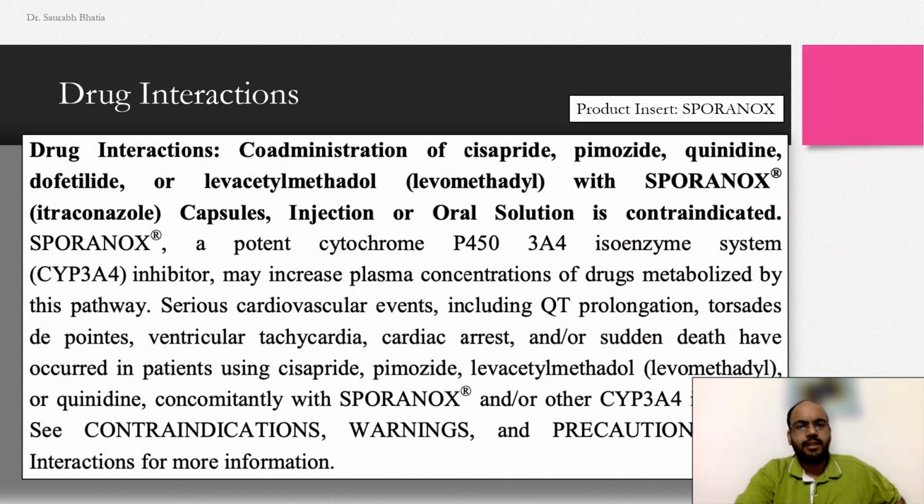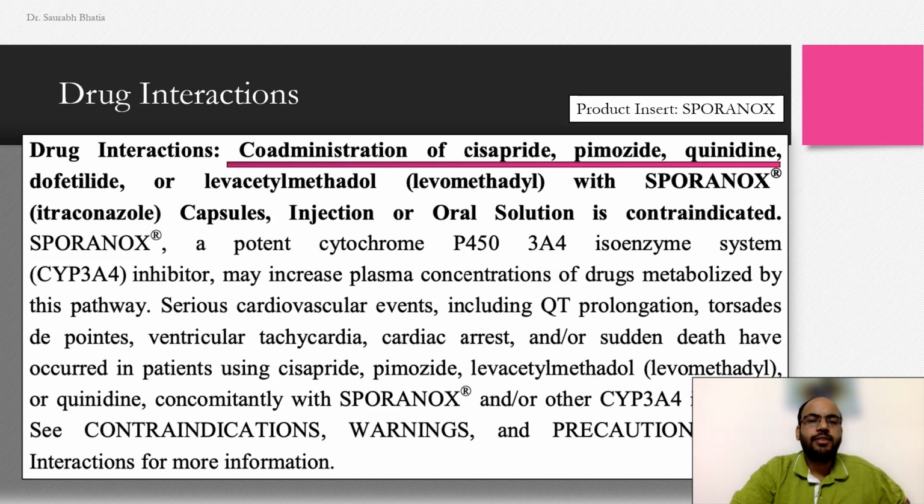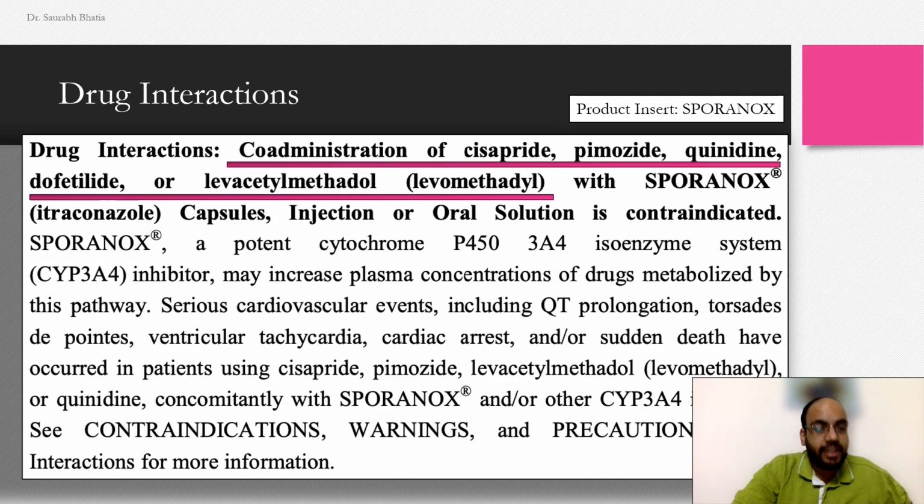And this I have taken from the product insert of SPORANOX, which categorically mentions that co-administration of cisapride, pimozide, quinidine, dofetilide, or levomethadyl with SPORANOX is contraindicated in any form of SPORANOX. SPORANOX is a trade name of itraconazole. So that is why co-administration of these drugs is not recommended. They are contraindicated. We must ask for them.